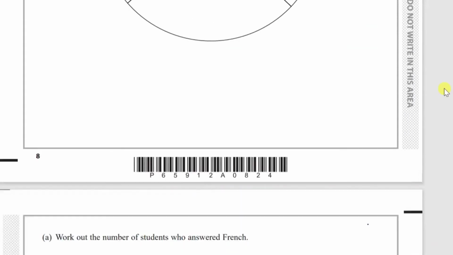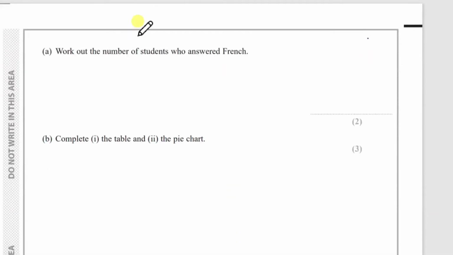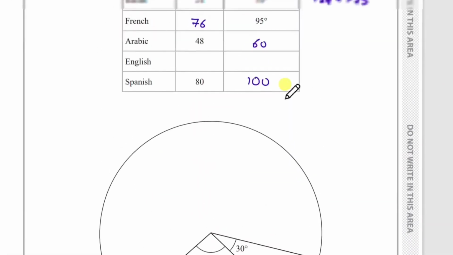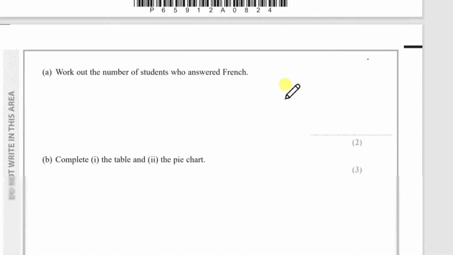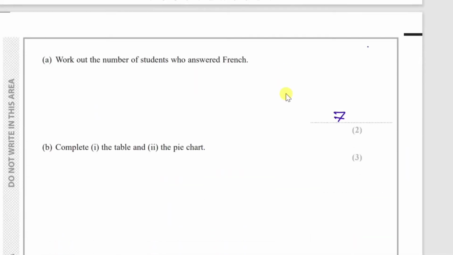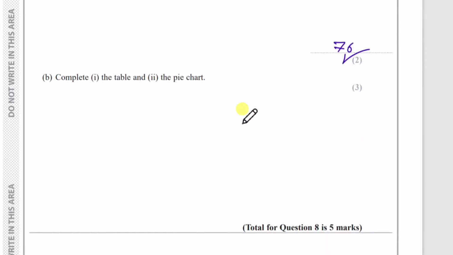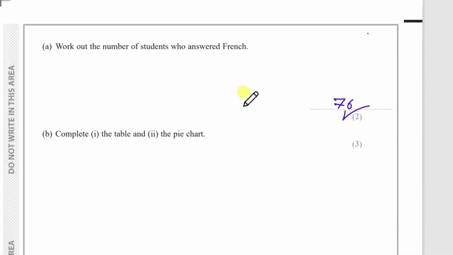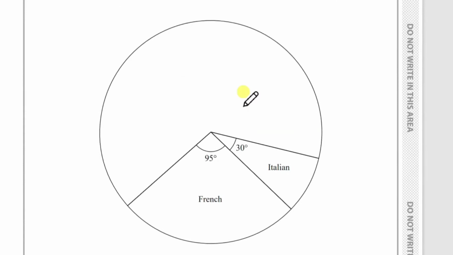That's nice. Okay, so let's look at the question. Work out the number of students who answered French. I think we've done that, isn't it? Well, it was 76 according to what we did. Now, B, complete the table and the pie chart. Okay, so let's do what we can do, yeah?